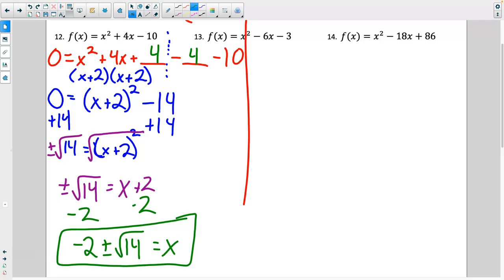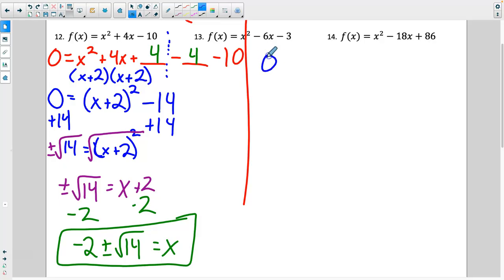What questions do we have? Does anyone need a little bit more time to write this down? All right, 14. Which method do you like better? Old method or new method? New method. All right, we're going to stick with the new.